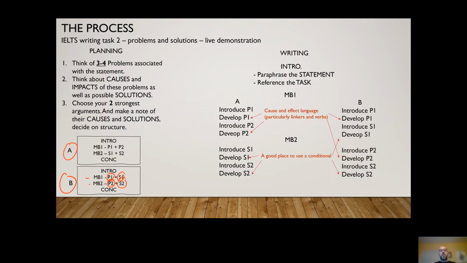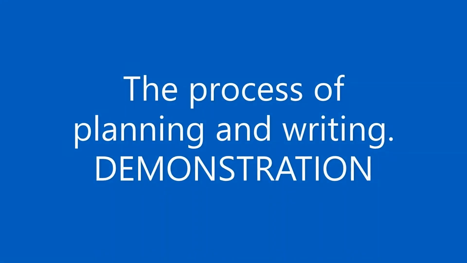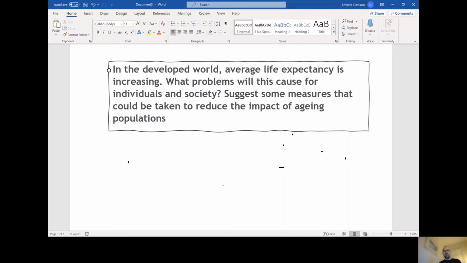Okay, let's move on and demonstrate the process to go through when planning and writing an IELTS Task 2 Problems and Solutions essay. Okay, so how do we plan? Remember, we need to come up with at least three solutions to the problem, right? We're going to eliminate the worst of these, so let's come up with any ideas and then we'll decide which are the strongest arguments. I'm going to talk about the health service.